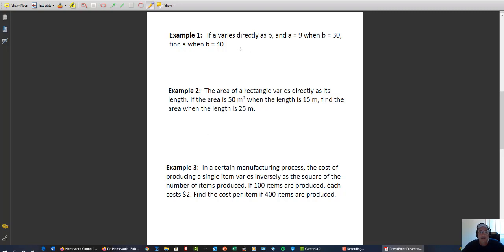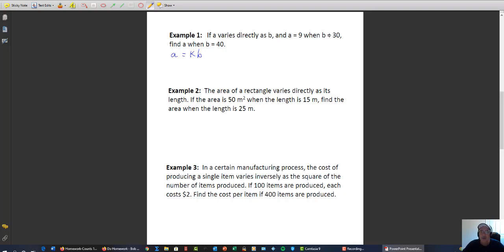Example 1 says if A varies directly as B, stop there. So when you see this, you want to go ahead and set it up. So we're going to say, since it's direct variation, A equals K times B. Now, if this word here was inversely, it would be K divided by B. So again, getting this model is 90% of the battle.